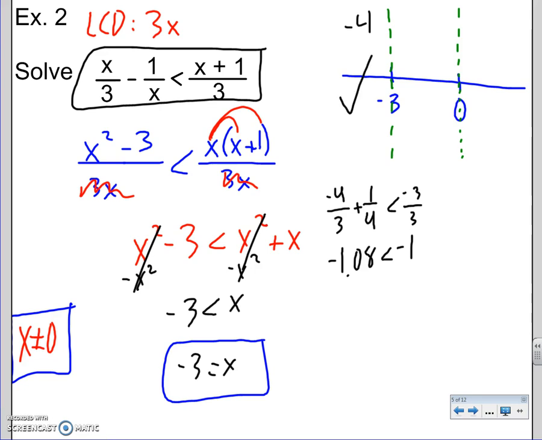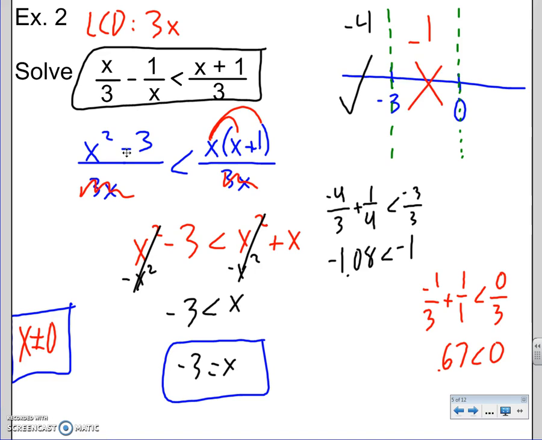I try between negative 3 and 0, so let's try negative 1. So I'll try negative 1 here. Plug it in. I get negative 1 over 3 plus 1 over 1 is less than 0 over 3. If I simplify both sides, the left side turns to 0.67, the right side is 0. 0.67 is smaller than 0, that's false, so that did not work.